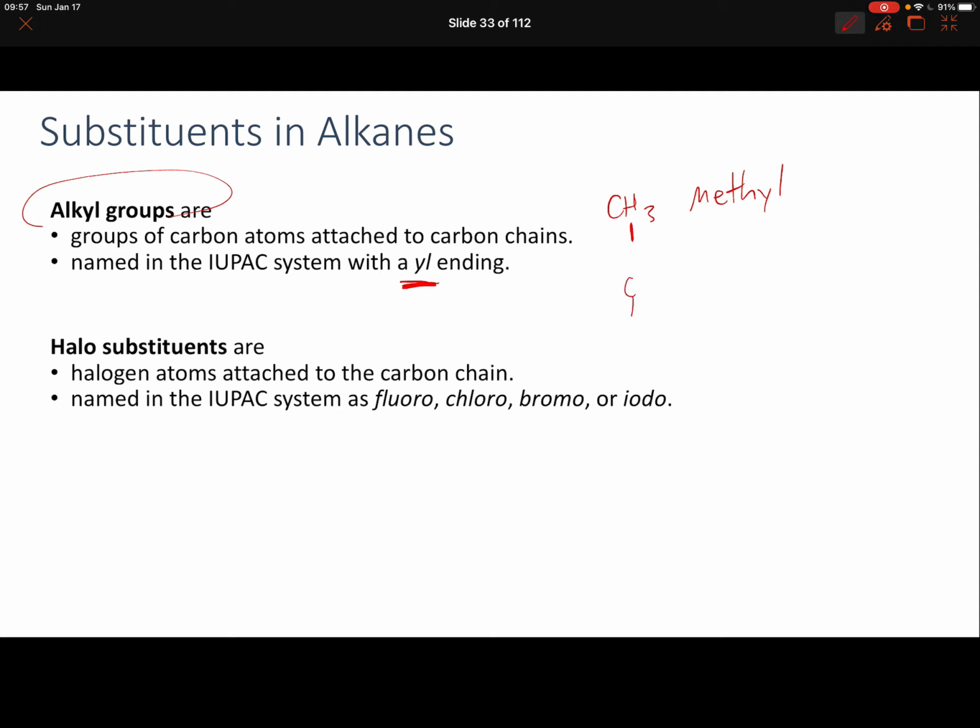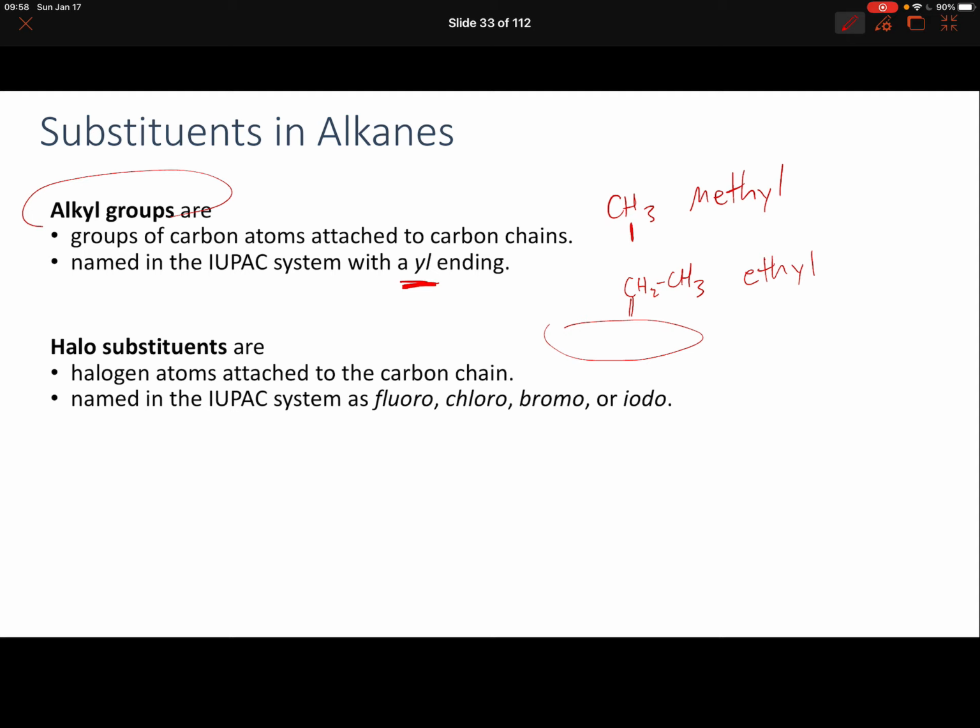If we had a CH2CH3 group on a bigger molecule, this is a 2-carbon group, which we would have named ethane if it was on its own. This would become ethyl. So a methyl and an ethyl and a propyl and a butyl group. And then the rest, you'll see.